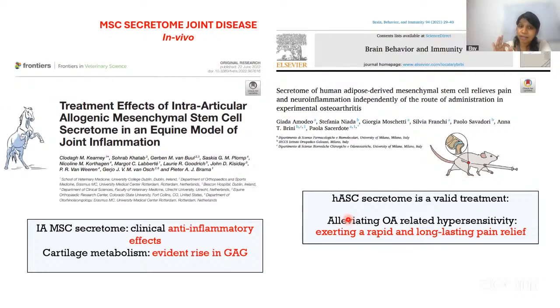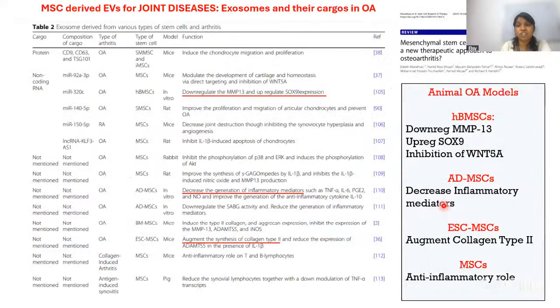Equine studies, in fact, showed an anti-inflammatory effect, with an evident rise of GAG with the exosomes taken from MSCs. It also alleviated pain in rat models, and there was long-lasting pain relief seen in the animals that received it as opposed to those which didn't.